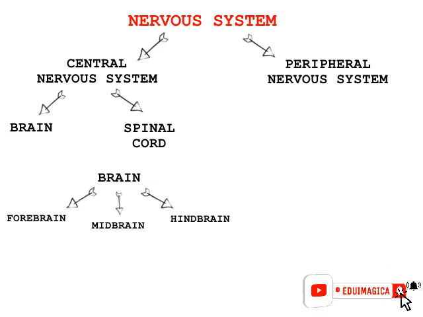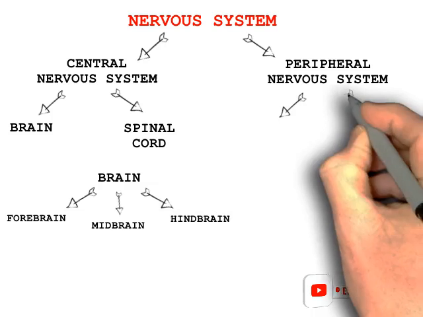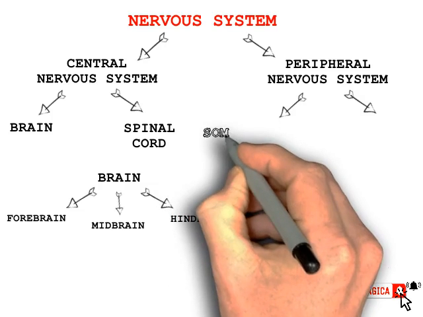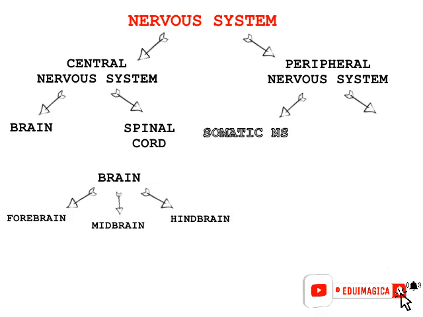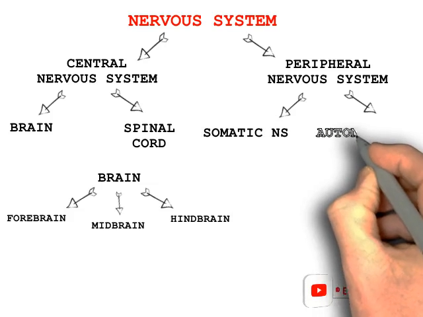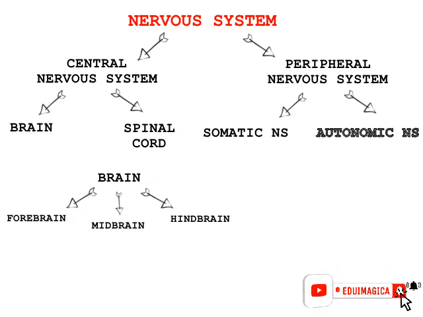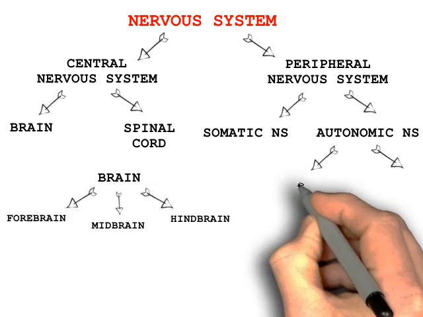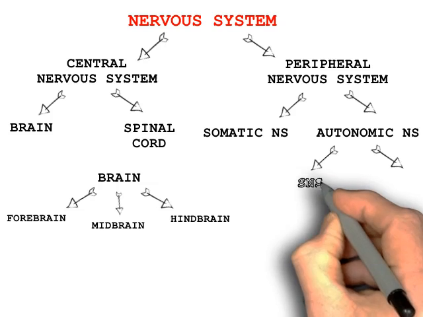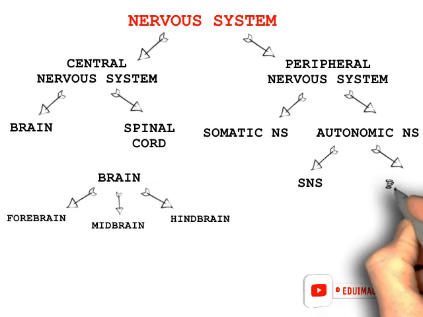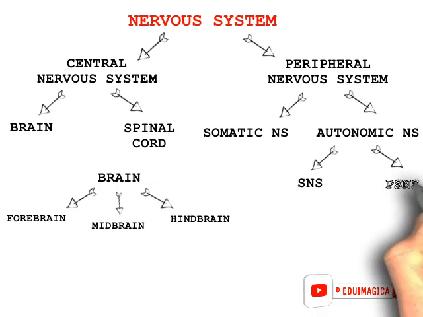Now let's study the peripheral nervous system. The peripheral nervous system is again divided into two parts. We have the somatic nervous system and we have the autonomic nervous system. The somatic nervous system consists of the afferent and the efferent fibers, whereas the autonomic nervous system consists of the sympathetic nervous system and the parasympathetic nervous system. The sympathetic is for emergencies and the parasympathetic is for relaxing.